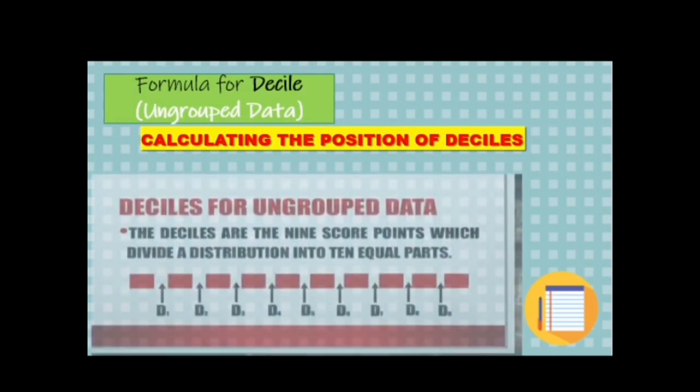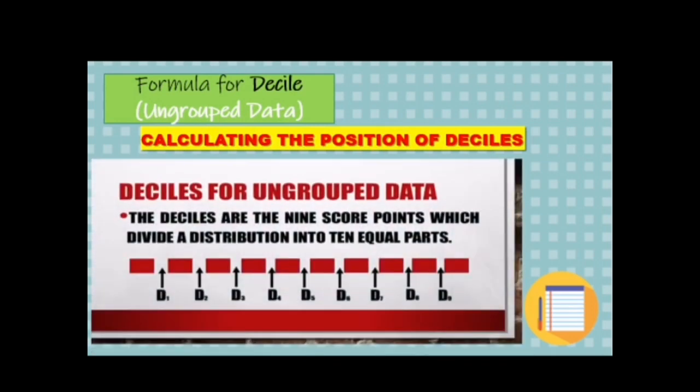Okay, next, formula for the decile. Now, calculating the position of decile, as we all know, deciles are the 9 score points which divide a distribution into 10 equal parts. So, therefore, if we are going to find out the position of the decile and the value of decile, that will be divided into 10 equal parts.